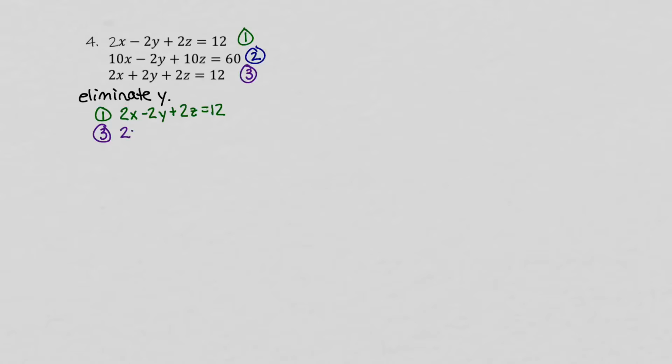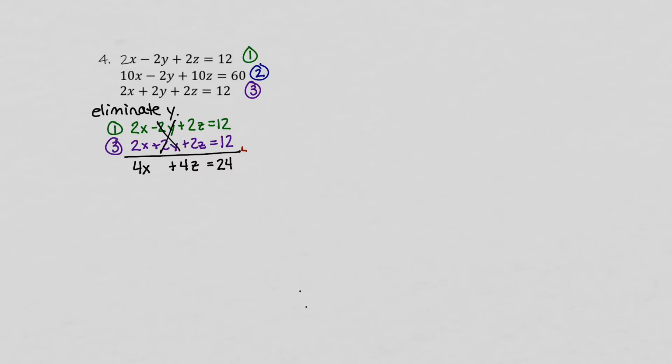And 3 is 2x plus 2y plus 2z equals 12. Those equations look very, very similar. All right, so I add up my x's, I get 4x. Add up the y's, they add up to 0. Add up the z's, I get 4z. And 12 plus 12 is 24. So that gave me equation number 4.